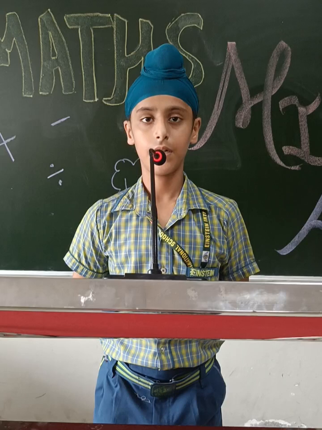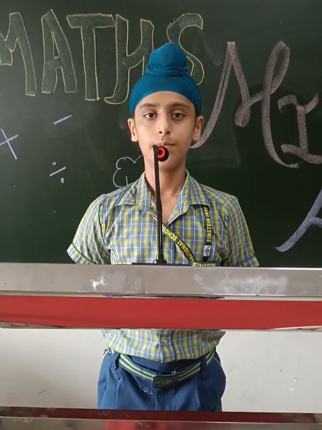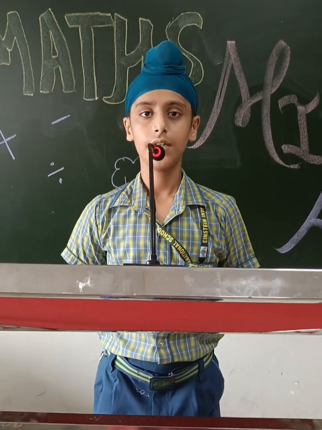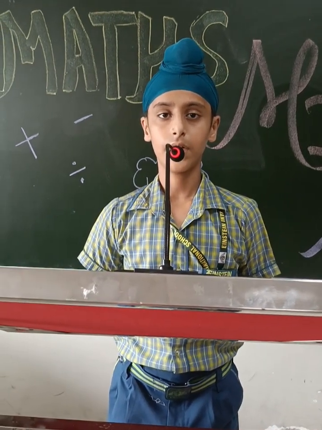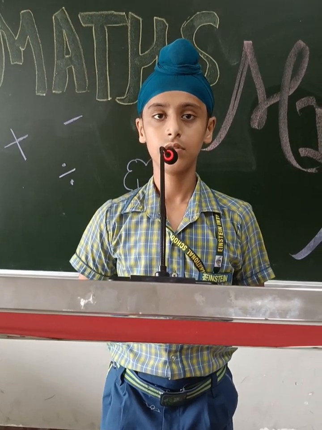Today I am telling about fraction. A fraction is a part of a whole. It has an upper number, the numerator. It has a bottom number, the denominator. The numerator shows part, and the denominator shows all parts. Example: 1 by 2 means 1 out of 2 parts.